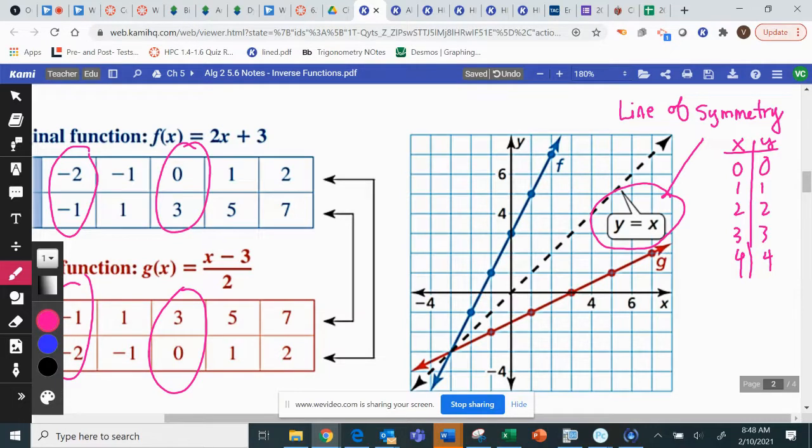So when you switch the x and the y values, the graphs become symmetric to each other. And they're always symmetric over this same line, y equals x. So that's what we're kind of saying when we're doing inverse functions, is the y is the x and the x is the y.